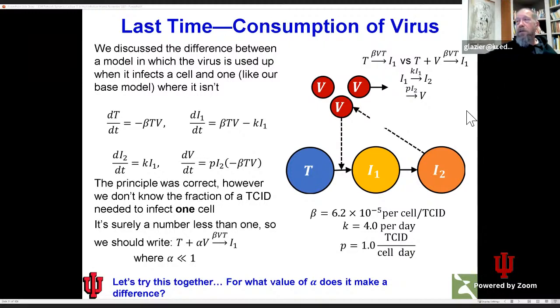And so what I would do here, if you're done with the base model, is try changing the line T goes to I1 to T plus, and then alpha, unfortunately, can't be a variable here. It can only be a number. But you could try T plus V goes to I1, see what happens. T plus 0.1 V goes to I1. T plus 0.01 V goes to I1. And you could compare the results and see what you get.